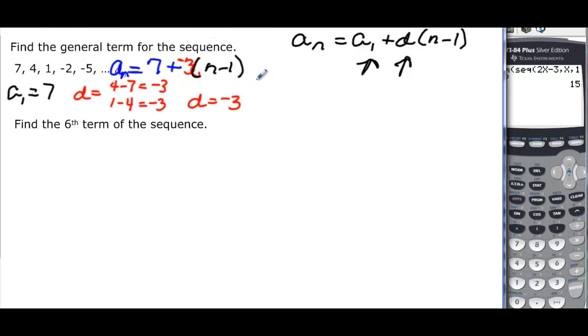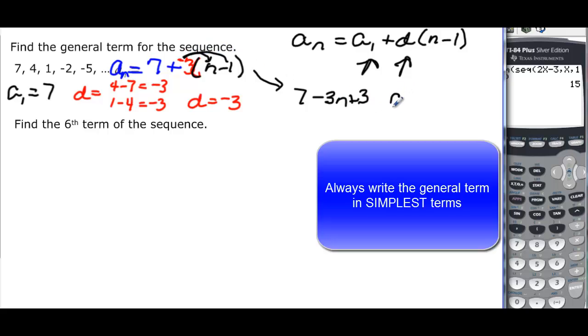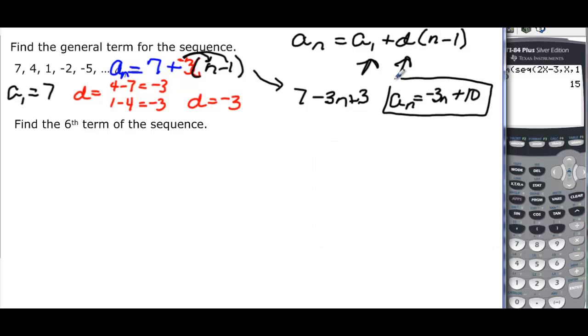Well, in your book, they're going to want you to take it just a little bit further. So they're going to want you to say 7 minus 3n, distribute the negative 3, and then negative 3 times negative 1 would be plus 3. So they really want you to say that a sub n is equal to negative 3n plus 10. There's your nth term.